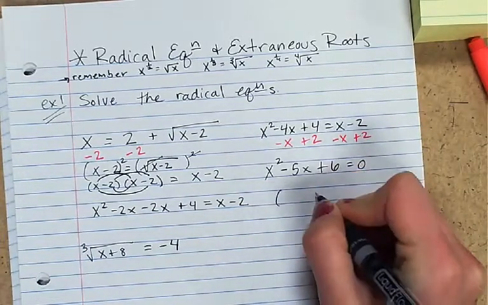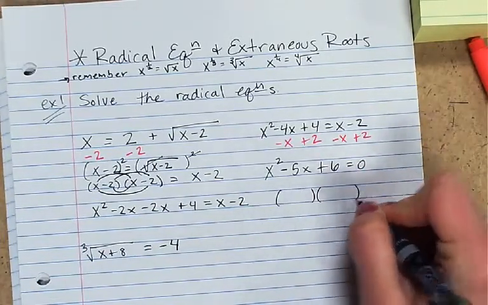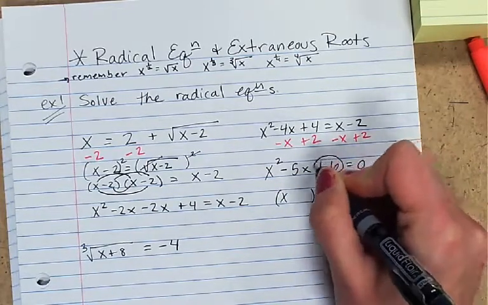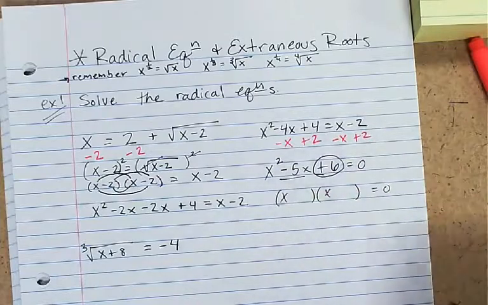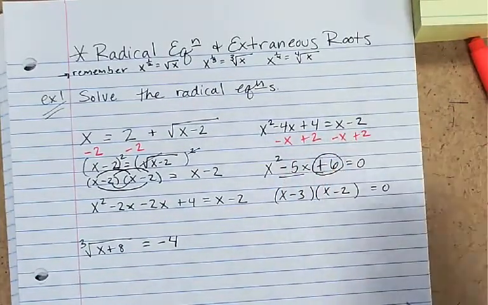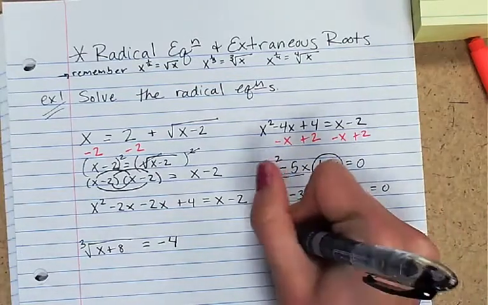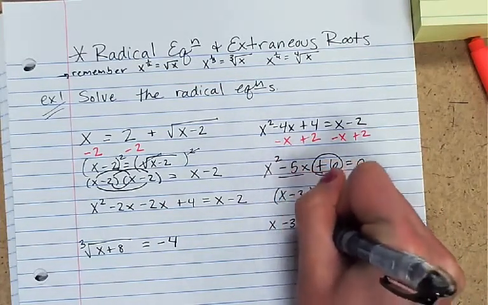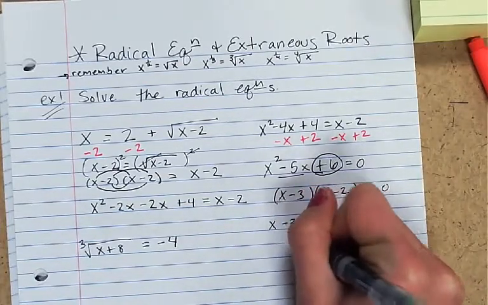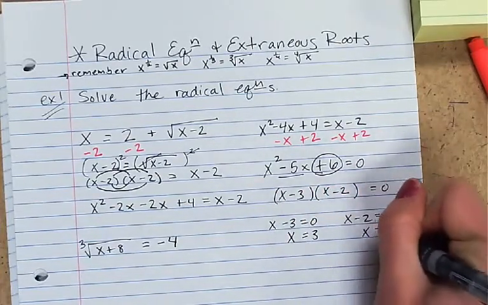So we have to decide what two numbers multiply to make positive 6 and add to make negative 5. And then since we have it equal to 0, we're going to set both equal to 0 and solve them. So add 3, add 2.